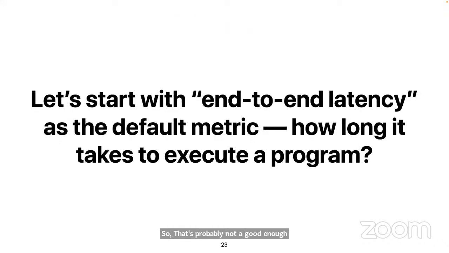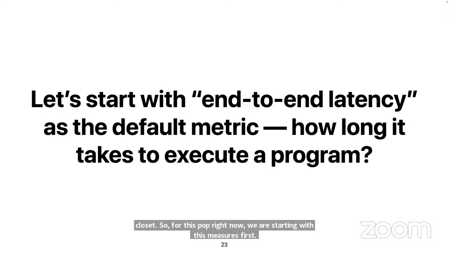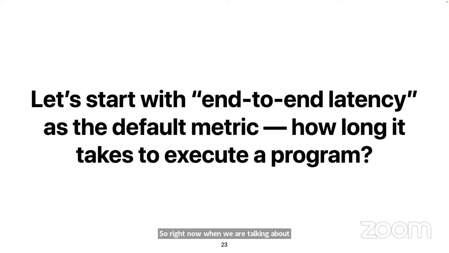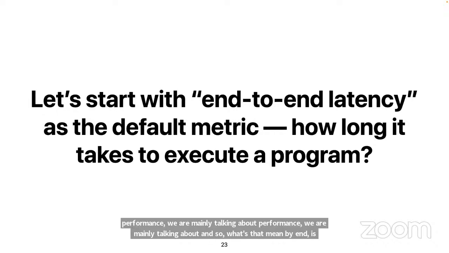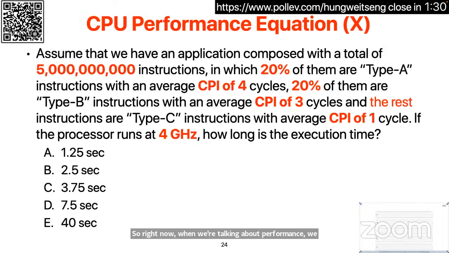So for this class, we are starting with this metric first. When we are talking about performance, we are mainly talking about end-to-end latency. What does end-to-end latency mean? It is the total amount of time it takes to execute the whole program. That's end-to-end latency. If you have done your reading, you must know this performance equation. So right now, I want you to spend some time to practice this performance equation and show me your outcome of learning from reading.